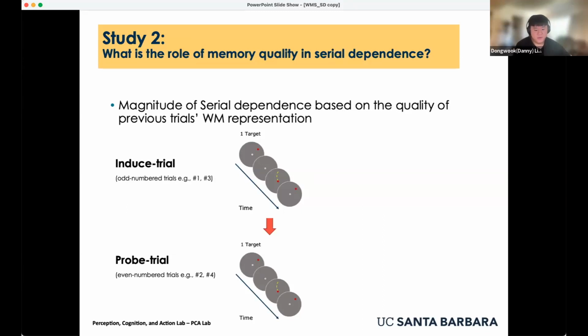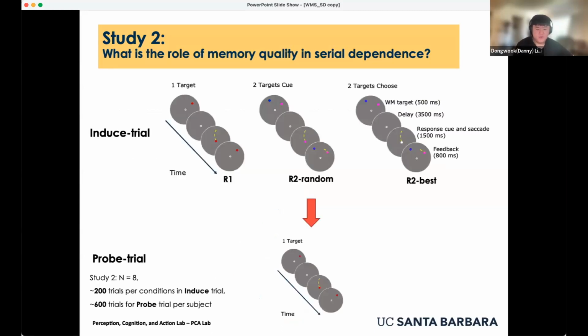In this experiment, we introduced an induced trial that always preceded a prop trial. Thus, the first trial was the induced trial, the second trial was the prop trial. Consequently, odd-numbered trials were induced trials, and even-numbered trials were the prop trials. The induced trial had 3 different conditions. The R1 condition involved only one target, as depicted on the left. The other 2 conditions displayed in the middle and on the right included 2 targets presented in different colors.